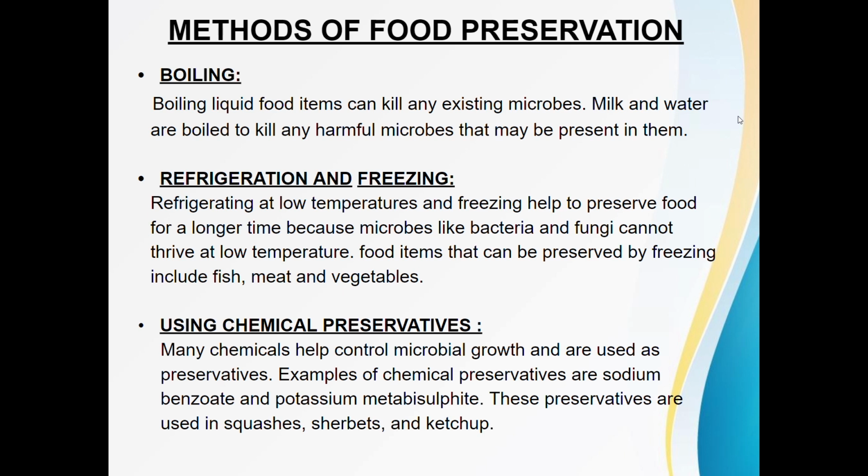Using chemical preservatives. Many chemicals help control microbial growth and are used as preservatives. Examples of chemical preservatives are sodium benzoate and potassium metabisulfite. These preservatives are used in squashes, sherbet and ketchup. Even citric acid is used as a preservative.